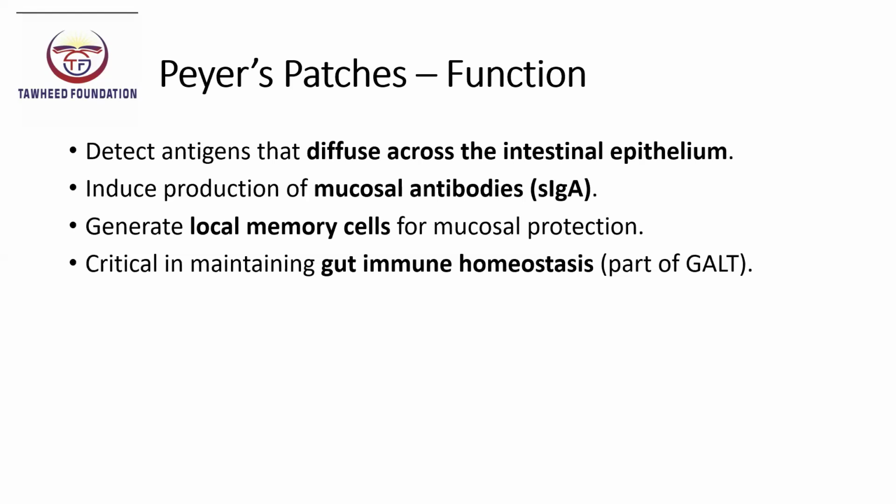Additionally, Peyer's patches generate memory B cells, ensuring long-term protection against intestinal pathogens. They help maintain gut immune homeostasis, providing a balance between immune defense and tolerance towards beneficial gut microbiota. So Peyer's patches function is to detect antigen that diffuse across the intestinal epithelium, to induce production of mucosal antibodies, to generate local memory cells for mucosal protection, and to be critical in maintaining gut immune homeostasis, that is part of GALT.